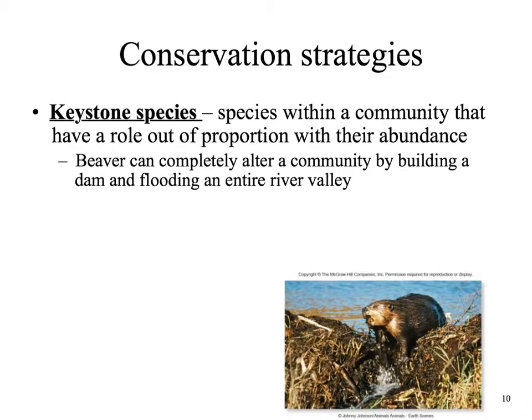The last type of species we will look at are keystone species. Remember, these are groups within a community that have a role disproportionate to their abundance. So, if we remove a keystone species, diversity will plummet and the community will collapse. A good example of a keystone species is a beaver. These animals alter the community by building a dam and allowing the flooding of a river. And if we remove the beavers, we see that the community will change completely. So, when we conserve or save a keystone species, we are in effect saving the diversity of an entire community.